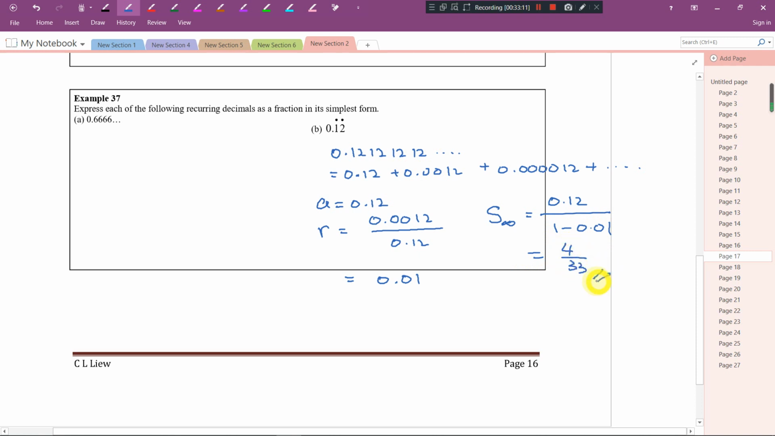Over 33. So if you want to check whether it is correct or not, you can press the calculator. 4 over 33, then change it to decimal. You get 0.12121212 and so on. So this is the answer for this part.